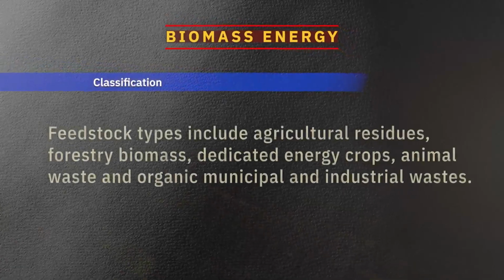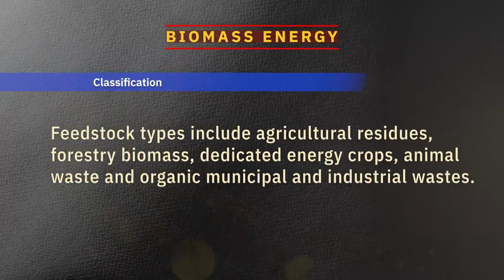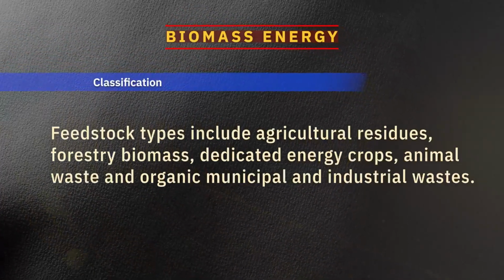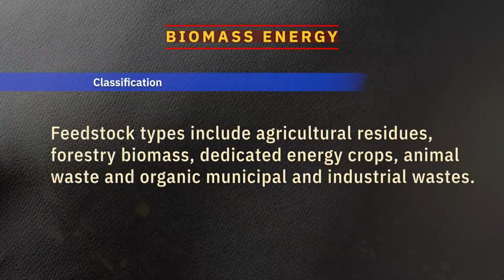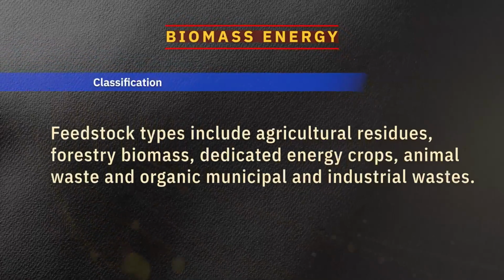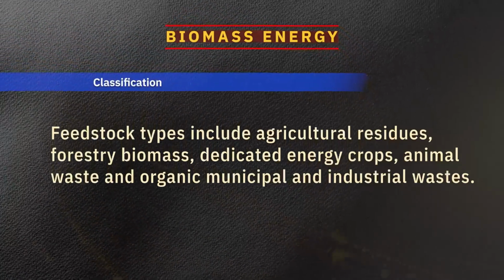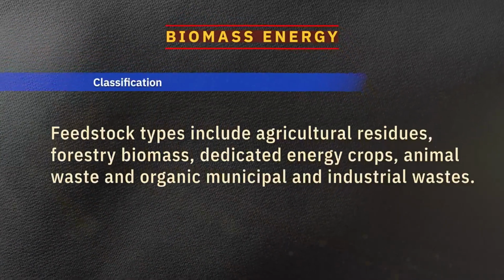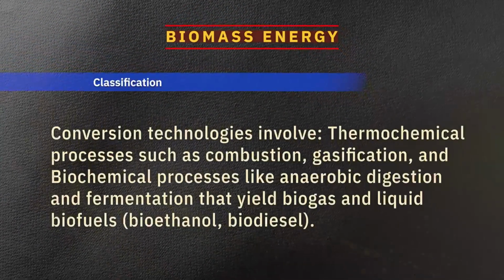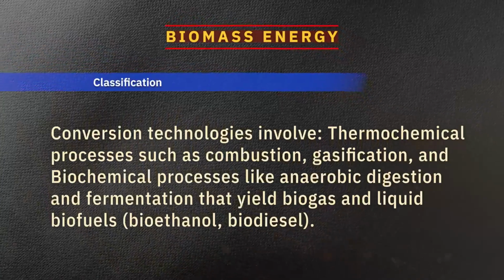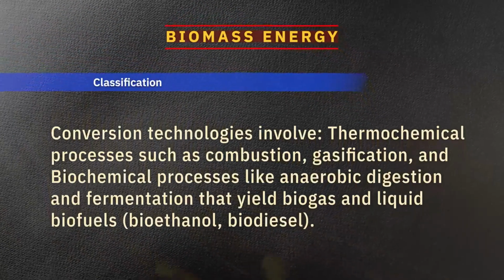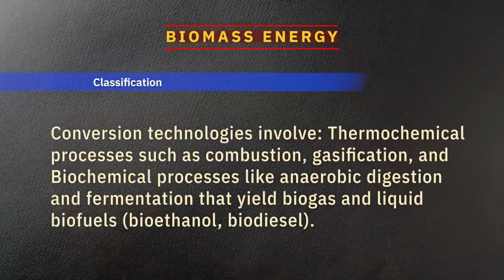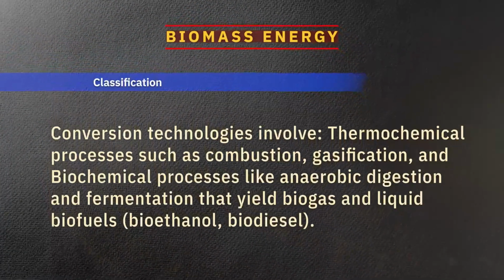Classifying the biomass energy, we can see that it can be classified into two types: feedstock type as well as conversion technology type. The feedstock type includes agricultural residue, forest biomass, dedicated energy crops, animal waste, and organic municipal and industrial waste. On the other hand, the conversion technology involves thermochemical processes such as combustion and gasification, and biochemical processes like anaerobic digestion and fermentation that yield biogas and liquid biofuels.